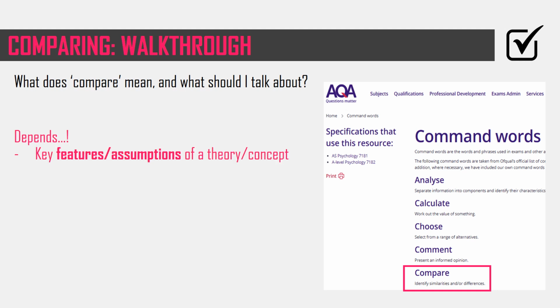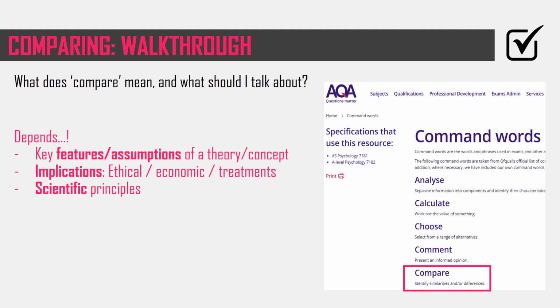What do you talk about? Well, I think it depends on what you're doing. So if you're comparing theories or concepts, it could be about their key features or sort of assumptions of theories. It could be that you compare things in terms of their implications, so how ethical they are, how economic they are, do they lead to treatments, do they have real-world application, that sort of stuff. It could be that you compare in terms of how scientific they are. Issues and debates, though, is probably one of the most useful ways of comparing things, particularly for your approaches, so bear that in mind, okay?